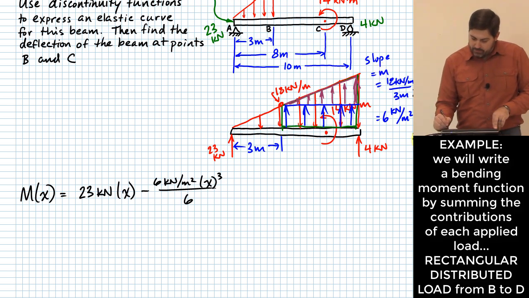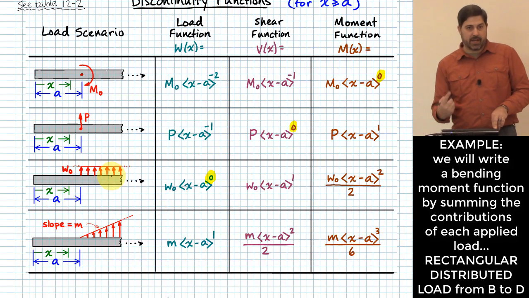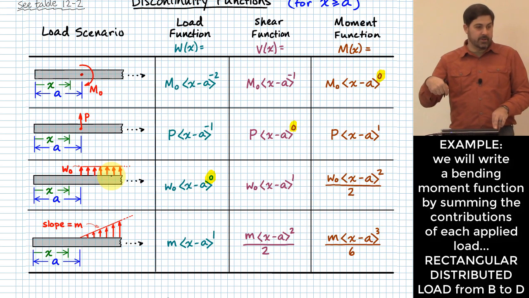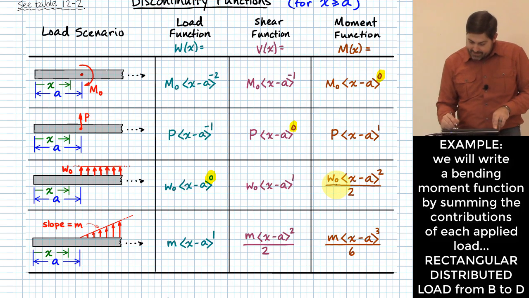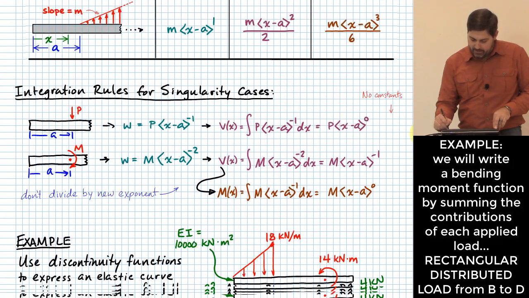What would that one be represented by? Case 3 here in the table, right? And for that one, the arrows are pointing up, and for us, the arrows are pointing up because they're counteracting the ones that were pointing down. So I am going to put this in as adding whatever that distributed load value is times the Macaulay function x minus a to the second, all that divided by 2.